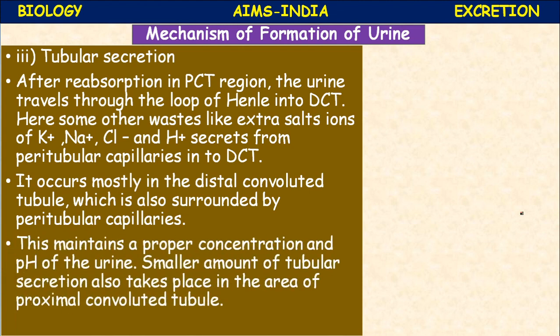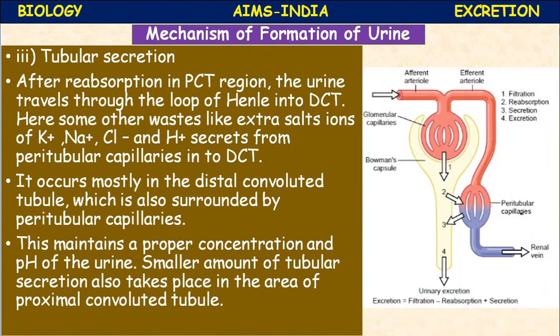So this maintains a proper pH. What is pH? pH is very important in the osmotic balance. This maintains a proper concentration. pH determines the acidity and basicity. The pH of the urine is slightly alkaline. A smaller amount of tubular secretion also takes place in the area of the proximal convoluted tubule.